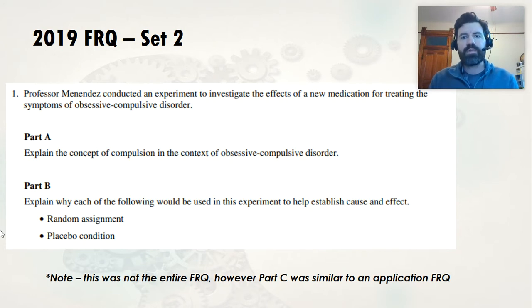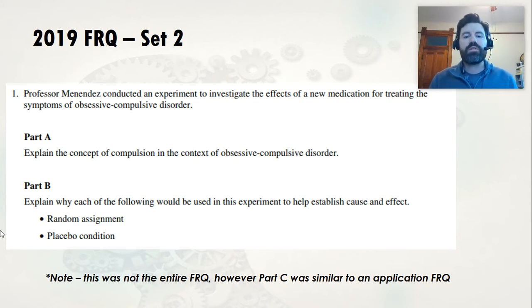Random assignment. Random assignment is when everyone who is participating has an equal chance of being part of the control group and the experimental group. We use random assignment to try to reduce the possibility that there might be some differences among these groups. If you random assign people to a control and experimental group, that helps diminish the differences between them.